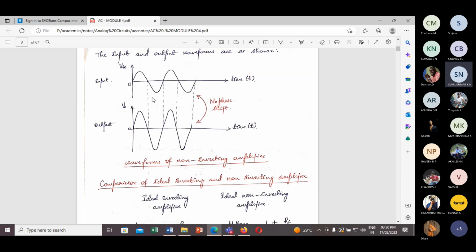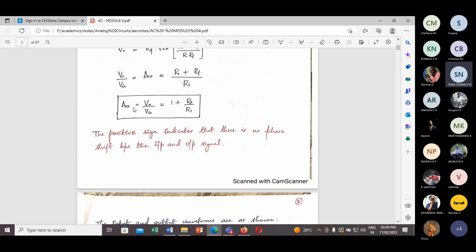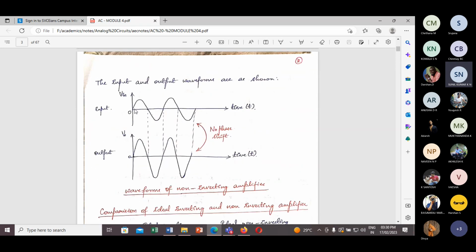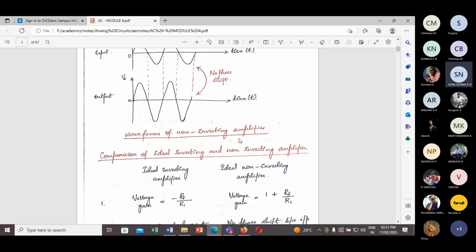So both will have the same phase. If you see the output voltage and input voltage, since the input signal is given to the non-inverting terminal, the output voltage will also have the same phase, but the gain will be high. The gain will be 1 plus RF by R1 times the input voltage, which we get as the output voltage. This is what the input and output voltage waveforms of a non-inverting amplifier look like.